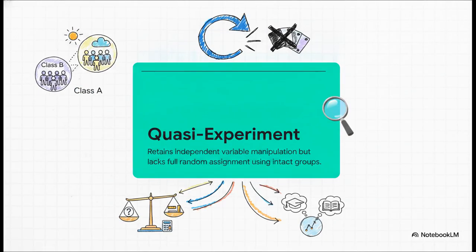So when random assignment is officially off the table, researchers turn to the quasi-experimental design. This approach is great because it retains the manipulation of the independent variable, meaning you still have a treatment and a control, but it just lacks that full random assignment piece. Instead, you might assign an intact class A to the treatment and an intact class B to the control. It's highly feasible for real educational settings, but researchers have to be extra cautious. Because they can't fully rule out that selection threat we talked about earlier, they often have to use statistical controls to account for known confounds, like the students' prior proficiency levels, just to make those groups as comparable as possible.